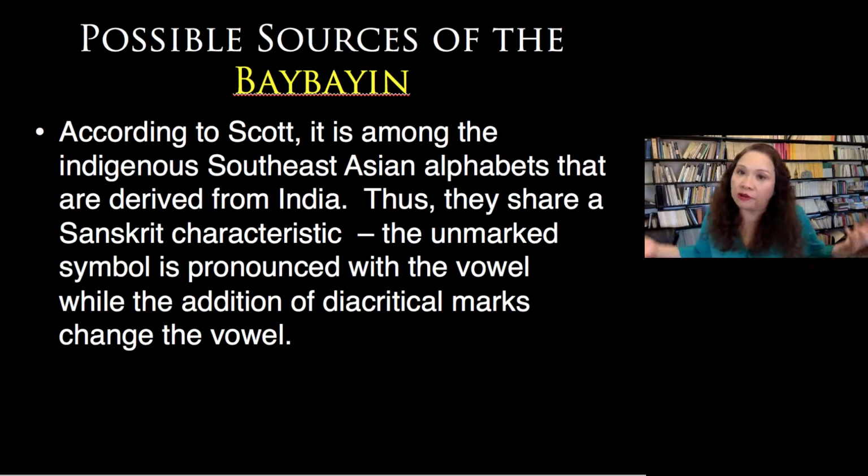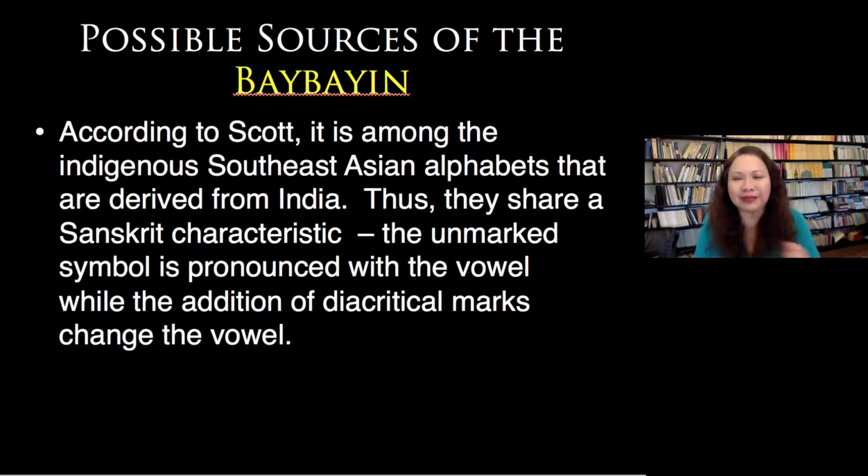So there are many possible sources of the Baybayin. It depends on which scholar you're reading. According to Scott, and here I'm referring to William Henry Scott, it is among the indigenous Southeast Asian alphabets that are derived from India. So these alphabets actually share a Sanskrit characteristic. And what is this Sanskrit characteristic? It's the unmarked symbol, which is pronounced with a vowel, while the addition of diacritical marks changes the vowel.